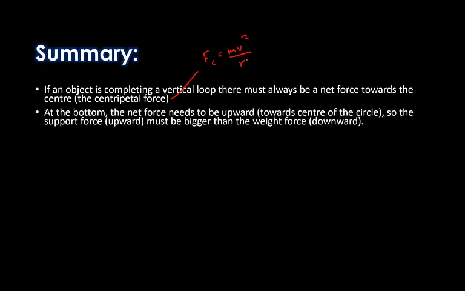At the bottom, the net force needs to be upwards towards the center of the circle, so the support force must be bigger than the weight force, which is downwards. So Fc is equal to F support minus F weight. Or we can rearrange that for F support to see that F support must be equal to the centripetal force needed plus the weight force.